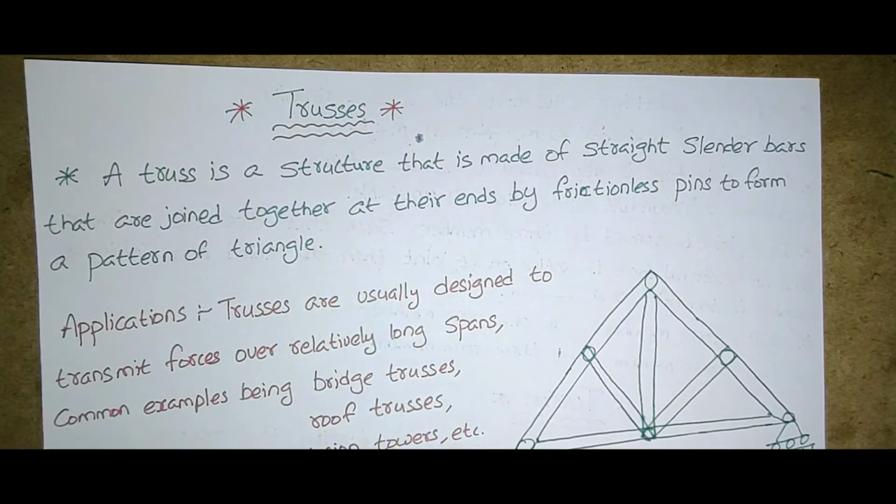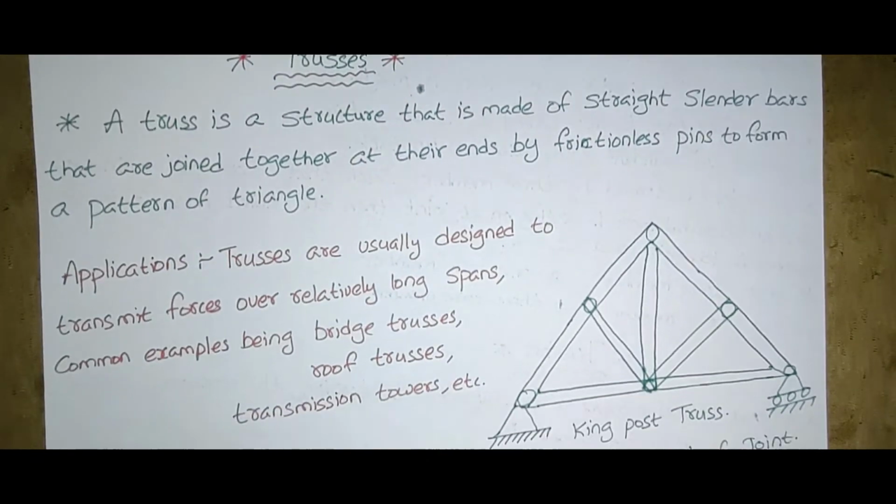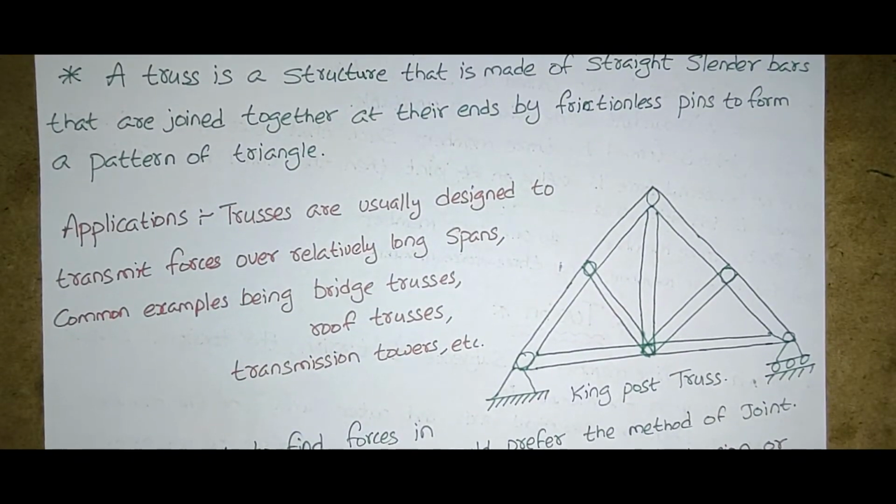Trusses. A truss is a structure that is made of straight slender bars that are joined together at the ends by frictionless pins to form a pattern of triangles. Here we have one diagram, which is called a king post truss. Always practice drawing diagrams of engineering members, so that it will help you remember the key points while writing your exam.